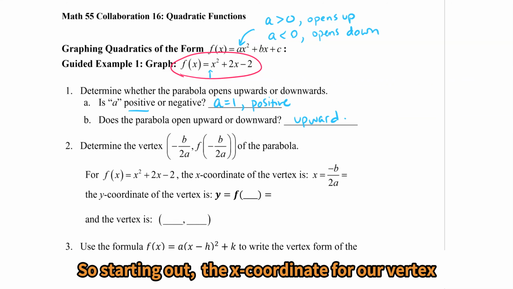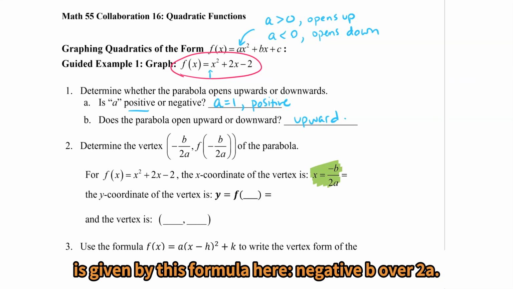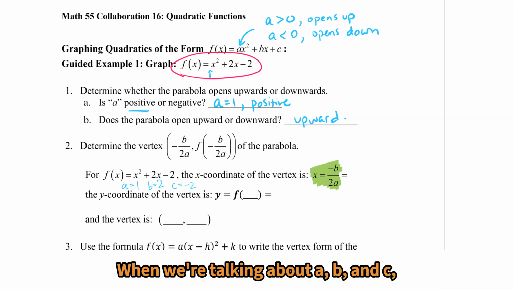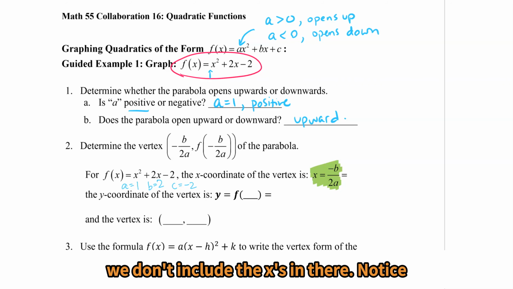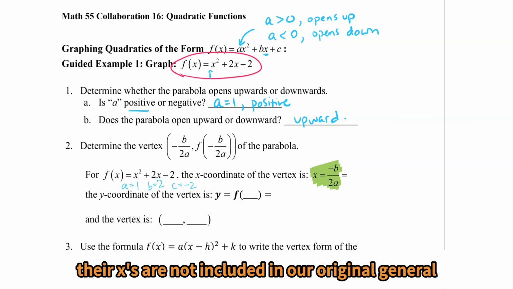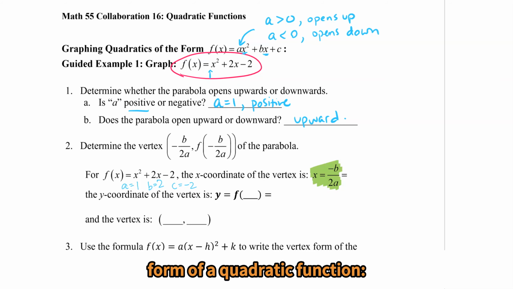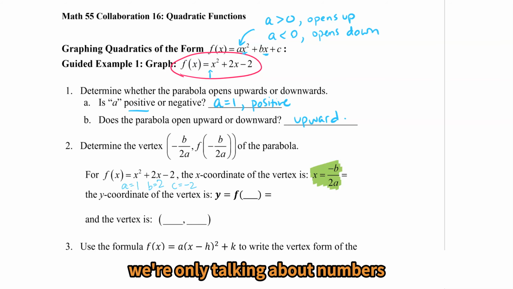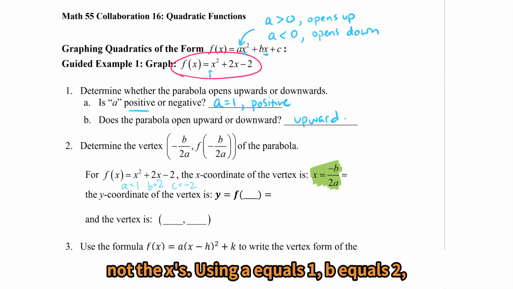So starting out, the x-coordinate for our vertex is given by this formula here, negative b over 2a. Looking at our problem given, a is 1, b is 2, c is negative 2. When we're talking about a, b, and c, we don't include the x's in there. Notice the x's are not included in our original general form of a quadratic function, ax squared plus bx plus c. So when we talk about a, b, and c, we're only talking about numbers, not the x's.